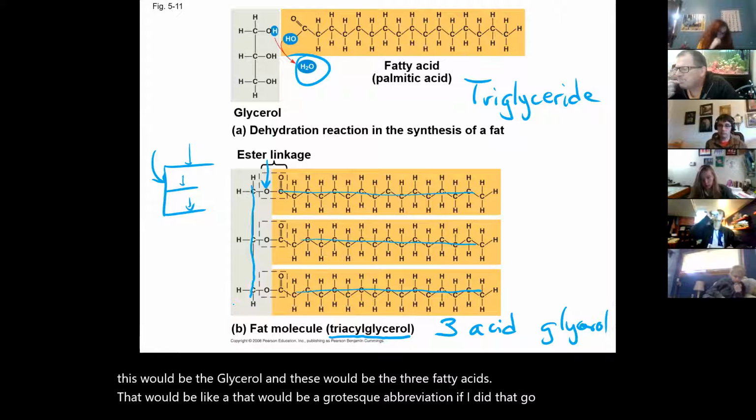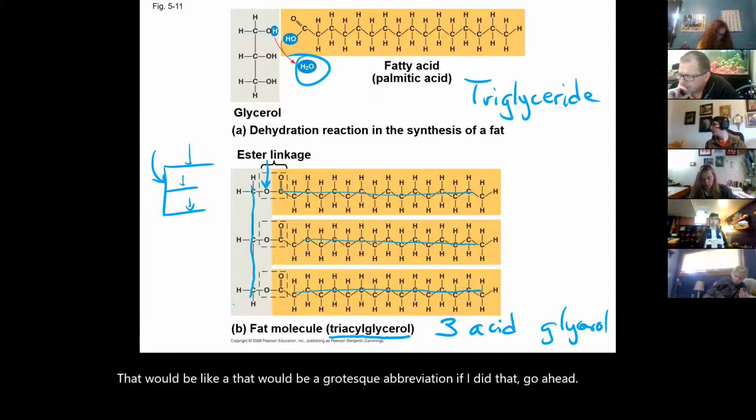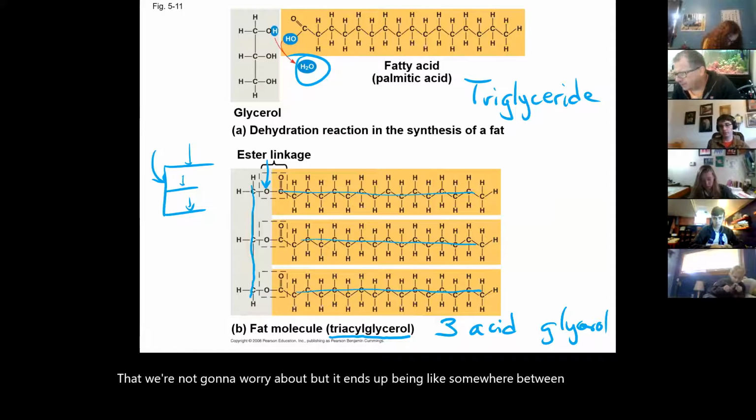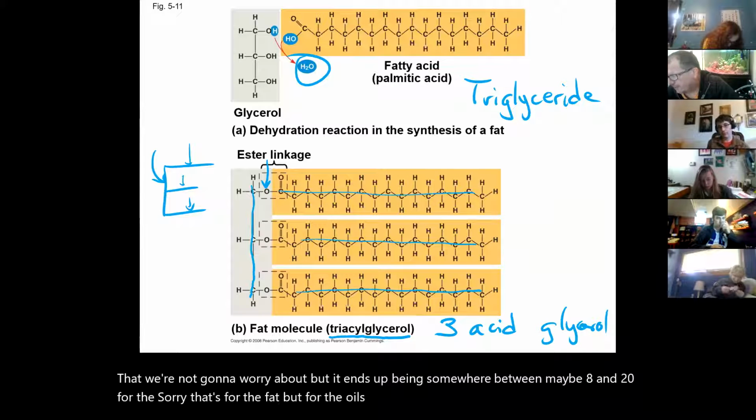You said that if the fatty acid chain is longer, it's most likely to be a fat. If you were to ask us to draw a fat versus an oil, how many carbons would you put after the HO for the fatty acid chain? That we're not going to worry about, but for the fat it ends up being somewhere between maybe 8 and 20, but for the oils they're shorter, maybe 4 to 6, 7, 8, something like that.